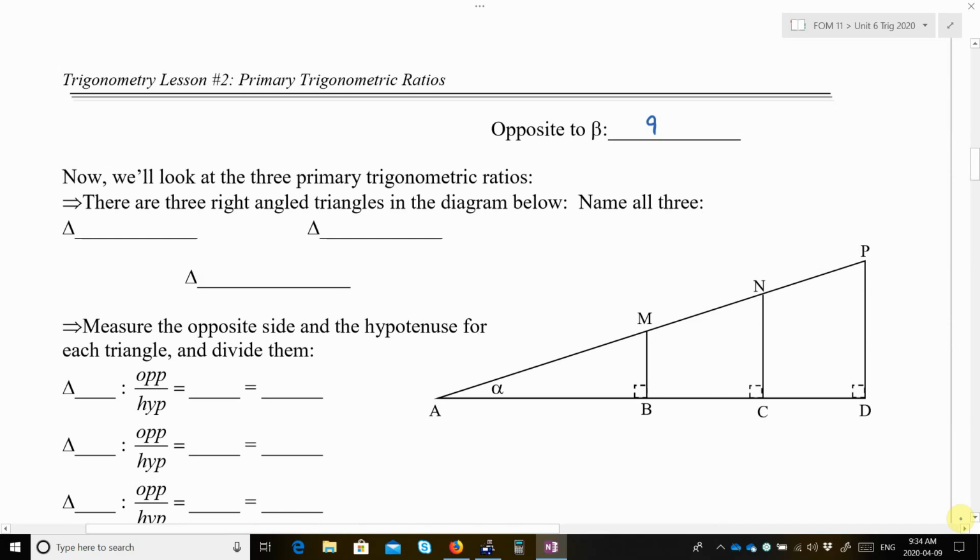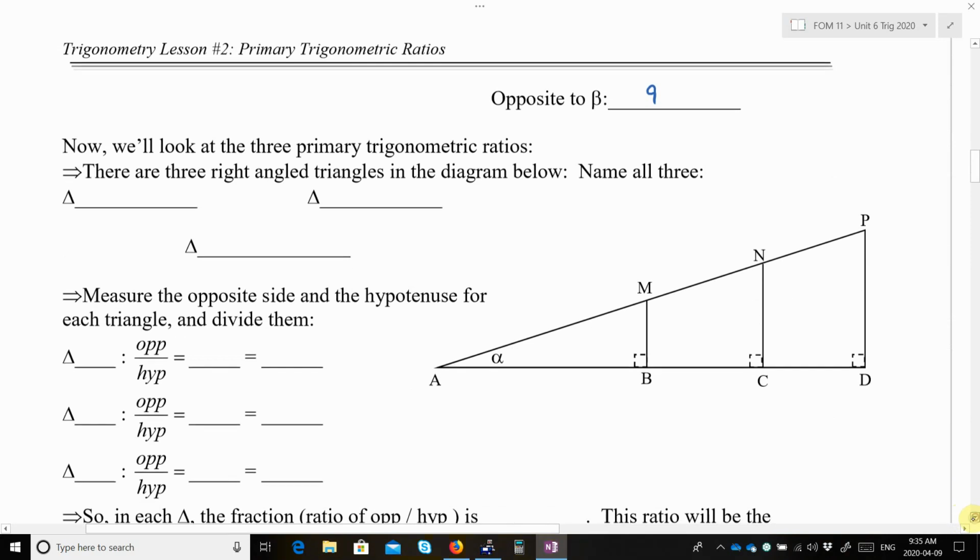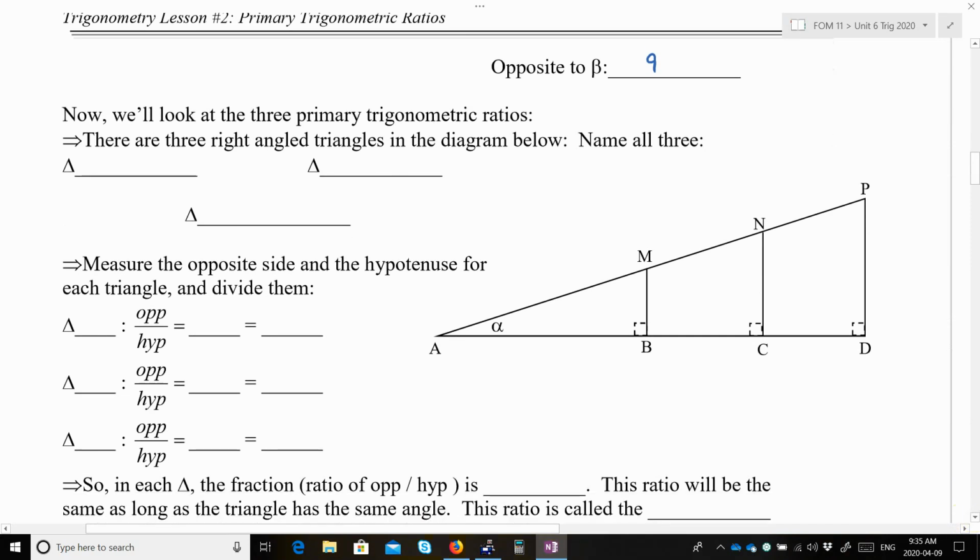Now we'll look at what are called the 3 primary trigonometric ratios. That's sine, cos, and tan. But we'll talk about that in a second. So there are 3 right-angled triangles in the diagram below. Name all 3. So the first right-angled triangle is this little one.